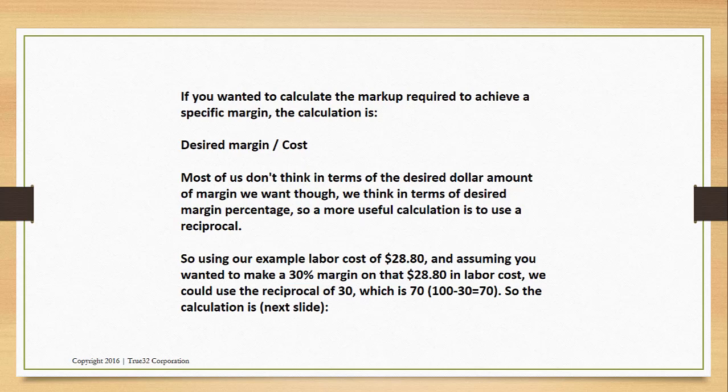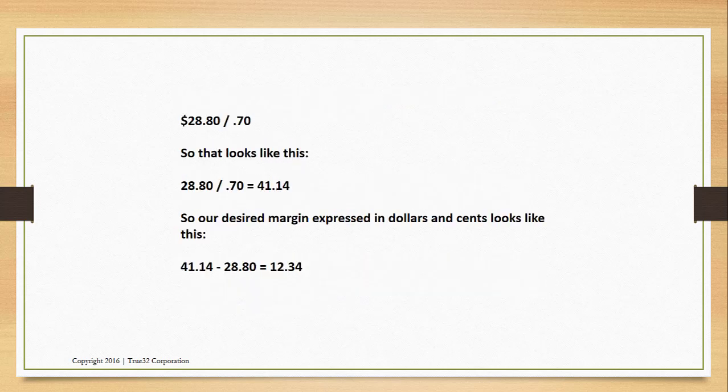So using our example labor cost of $28.80 and assuming you wanted to make a 30% margin on that $28.80 in labor cost, we could use the reciprocal of 30, which is 70. 100 minus 30 equals 70. That's where we get the reciprocal. The reciprocal is the balance, the difference of take 100 and whatever you want to earn, the difference of that number is what you're looking to use as your reciprocal. So the calculation is $28.80 divided by 0.70. So that looks like this. $28.80 divided by 0.70 equals 41.14, and that would express out as $41.14.